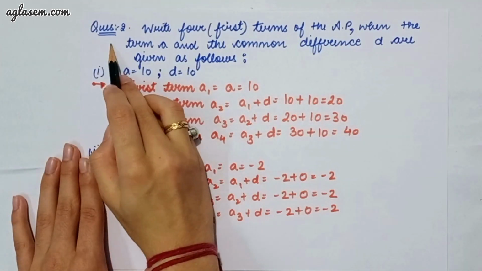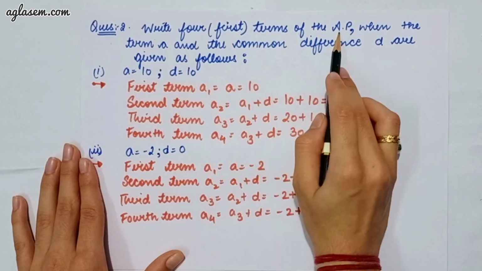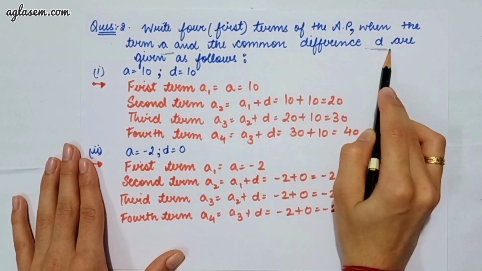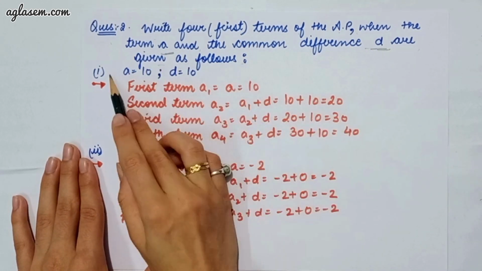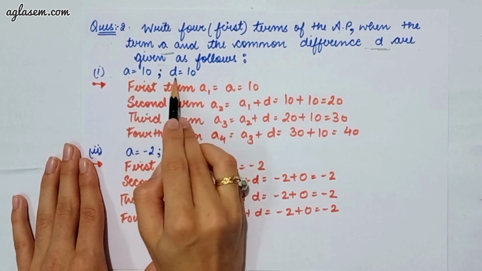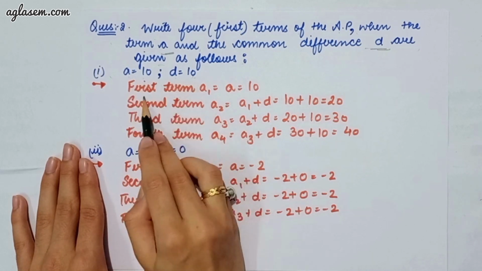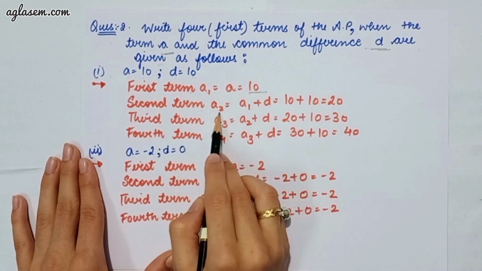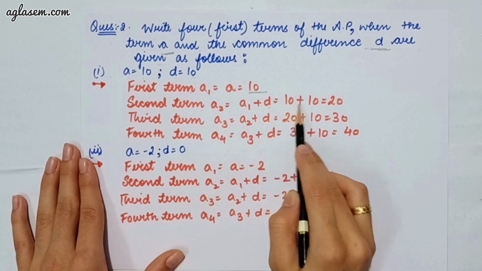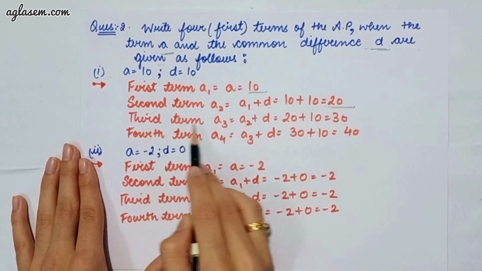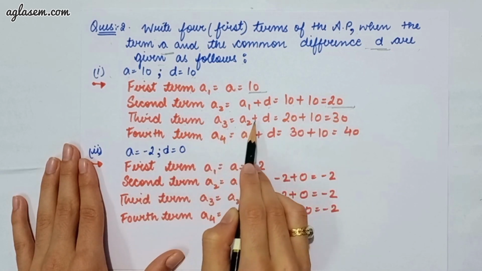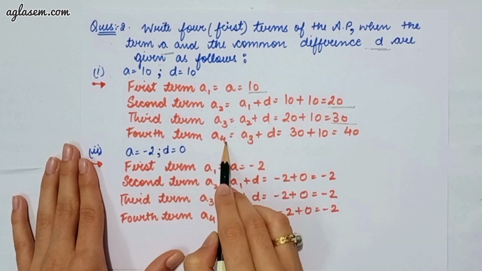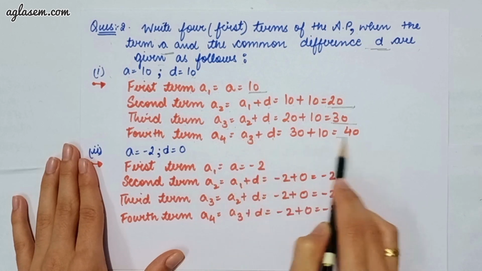Question number 2 says, write the first 4 terms of the arithmetic progression when the first term a and the common difference, that is d, are given as follows. So here part 1 says a is 10 and d is 10. So first term, that is A1, is equal to a, that is 10. Second term, that is A2, is equal to A1 plus d, that is 10 plus 10, 20. Third term, that is A3, is equal to A2 plus d, that will give you 30. Fourth term, that is A4, that is A3 plus d, which will give you 40.